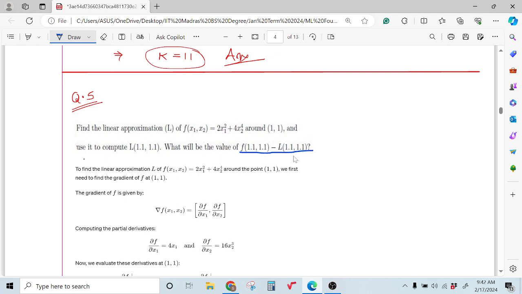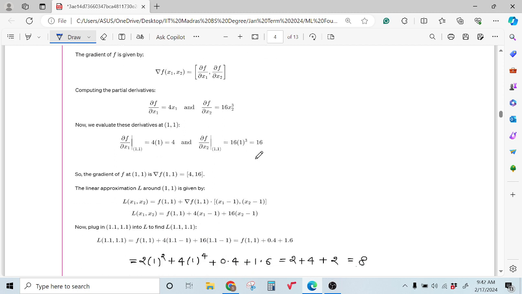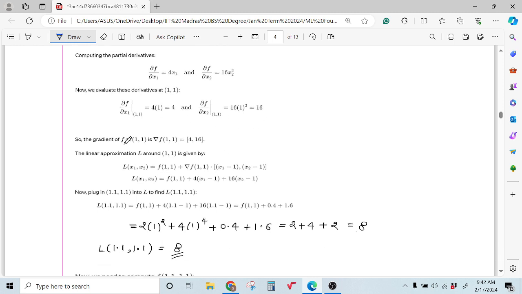To find the linear approximation of f(x) around the point (1, 1), we first need to find the gradient of the function at (1, 1). The gradient of the function is given by del f by del x1 and del f by del x2. Computing the partial derivatives, del f by del x1 is 4x1 and del f by del x2 is equal to 16x2 to the power cube. Now we will evaluate these derivatives at (1, 1). So we will get 4 and 16. The gradient of function f at (1, 1) is (4, 16).